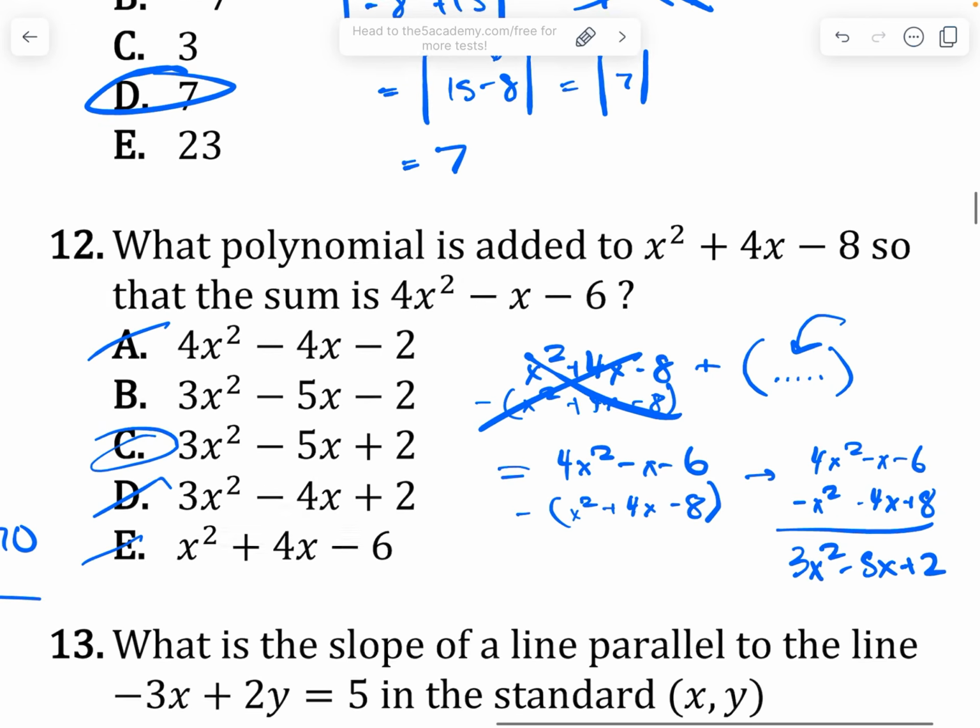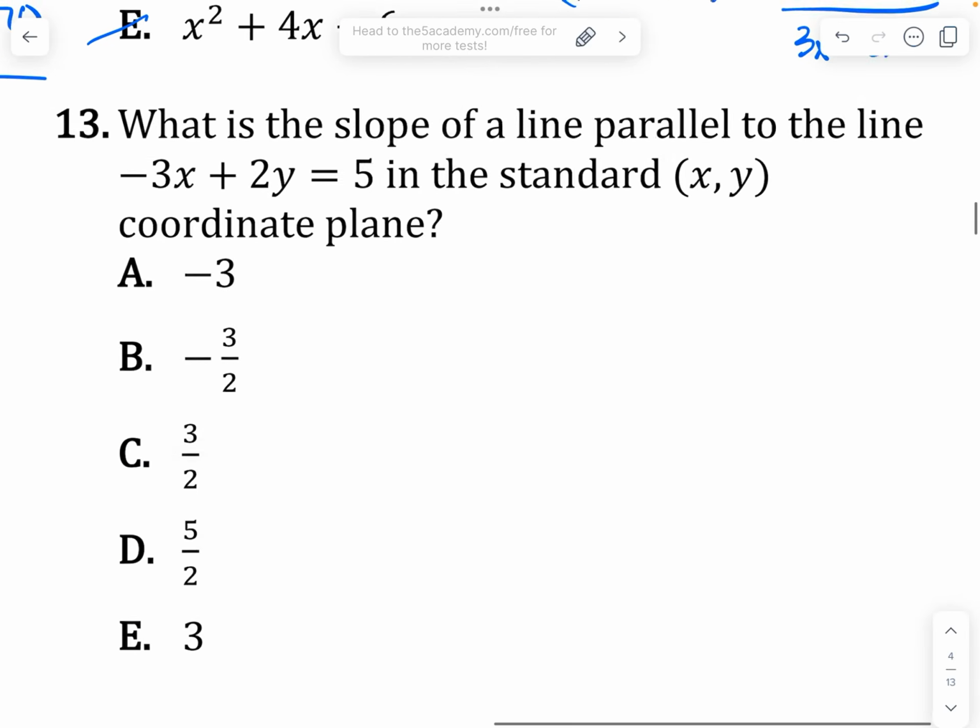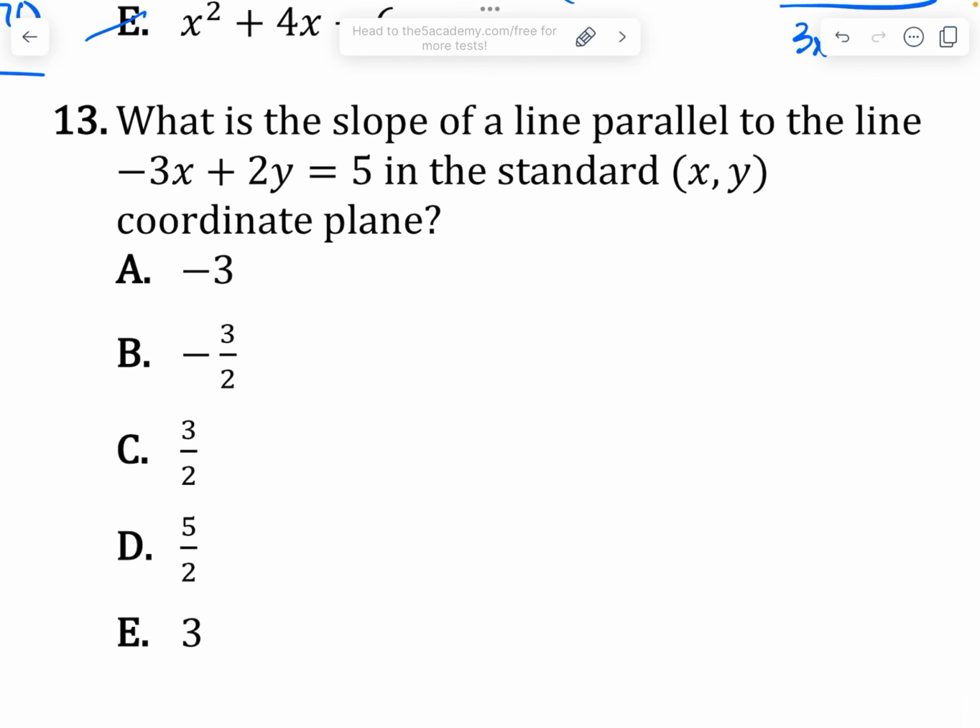Okay, simple as that. What is the slope of a line parallel to this line in the standard coordinate plane? In order to find slope, we need to be in this form. Okay, you need to isolate your y value, and you need to make sure you have an x value that has a constant, or sorry, a coefficient next to it. That m value is going to represent your slope.